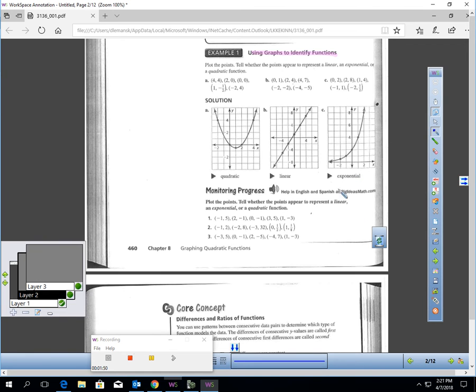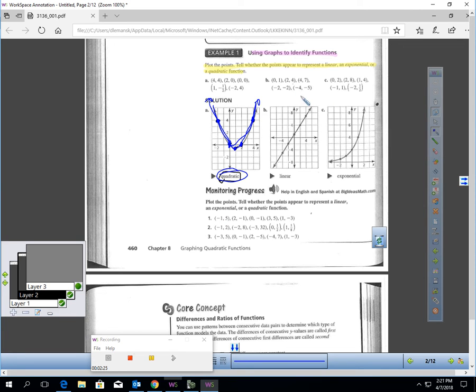We need to be able to look at a graph and determine what type of function we have. They will have you do this in the bookwork. They will have you plot points and determine what type of function you have. We'll do one quickly together, like an A. The point 4, 4: 4 right, 4 up would be here. 2 right, 0 up; 0, 0; 1 right, half down; and 2 left, 4 up. You notice how I'm getting a parabola. This has to be a quadratic then.